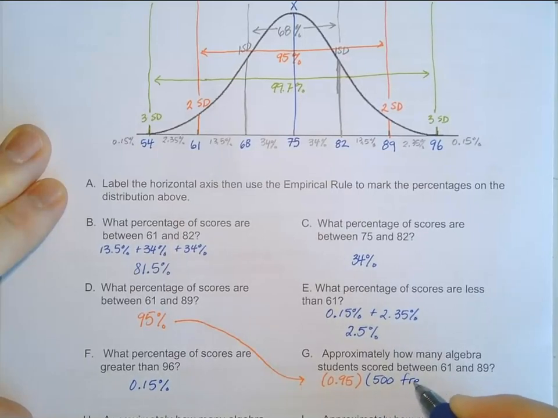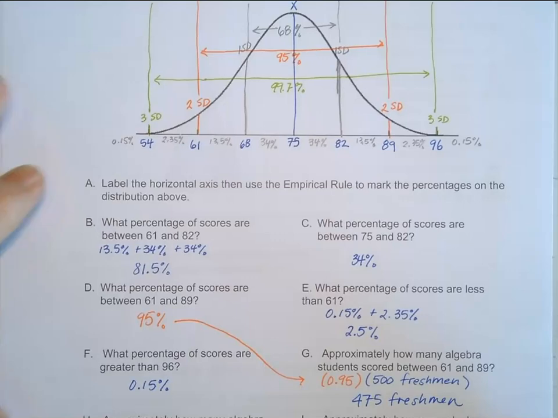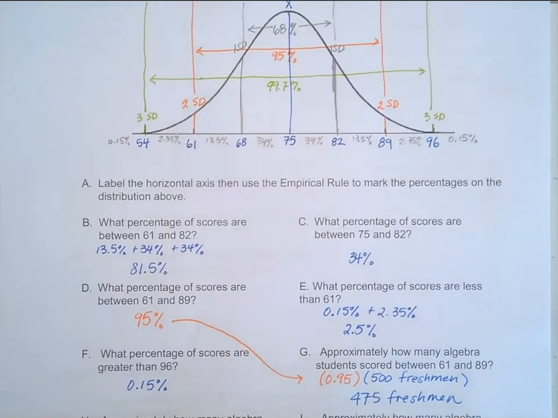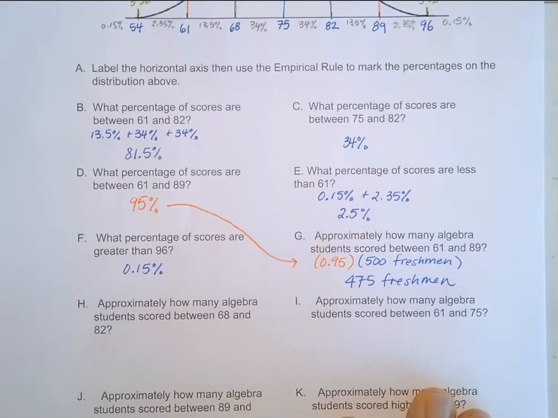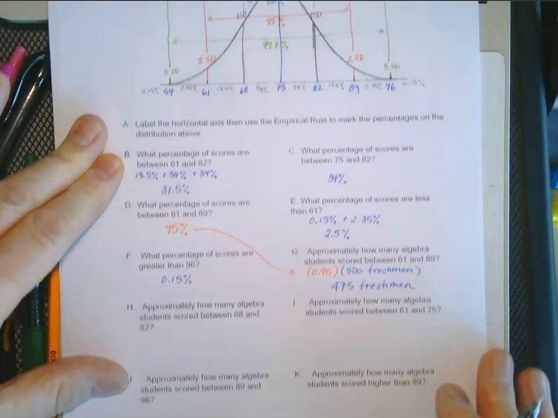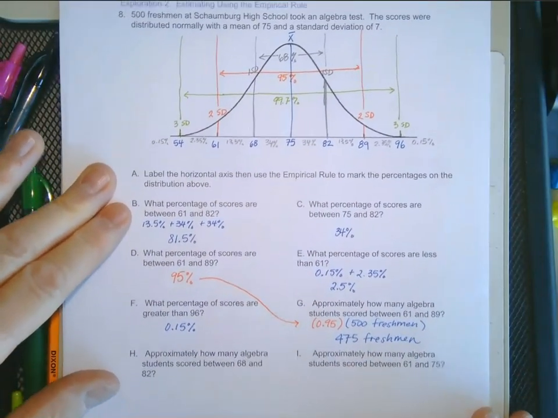I'll write it out for this one. Well, I just have to multiply those together. 0.95 times 500, I'll tell you that's 475 freshmen, or students. Okay, are we okay with that? I'm going to zoom out for another portion of this.